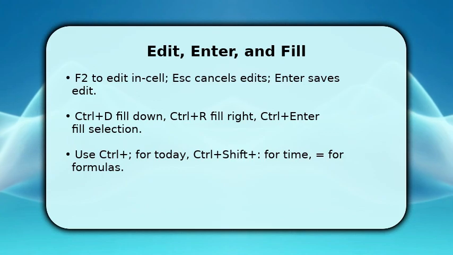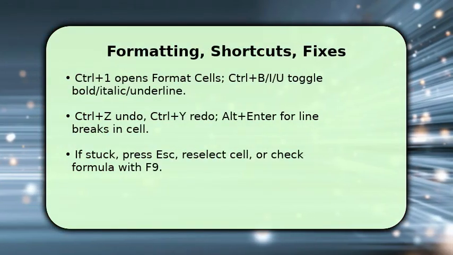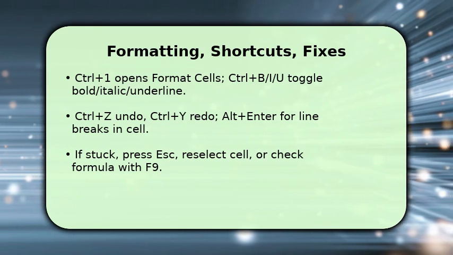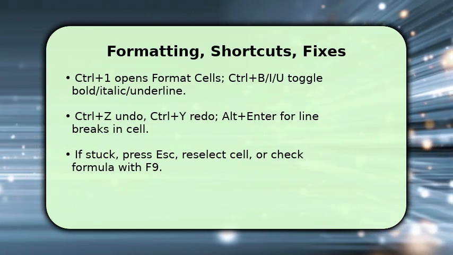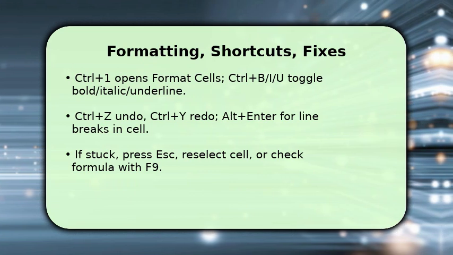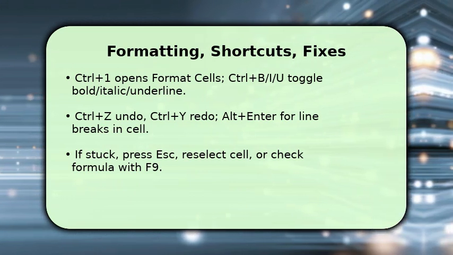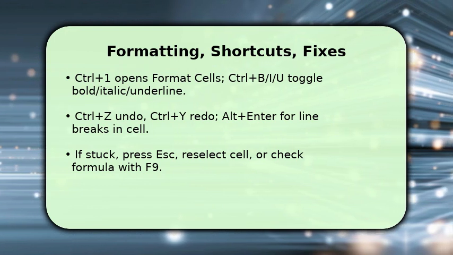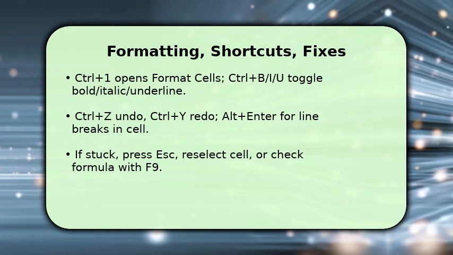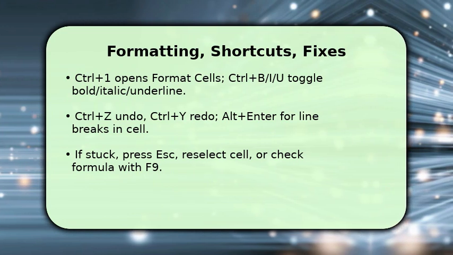You finish by making the sheet readable and fixing problems. Use Ctrl plus 1 to open Format Cells and adjust number, alignment, or borders. Ctrl plus B/I/U toggle text styles instantly. If a mistake happens, Ctrl plus Z undoes it and Ctrl plus Y redoes.